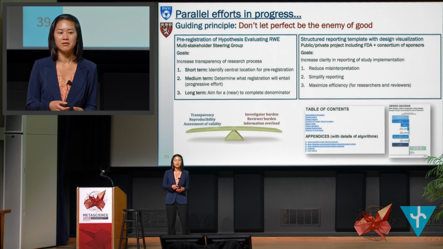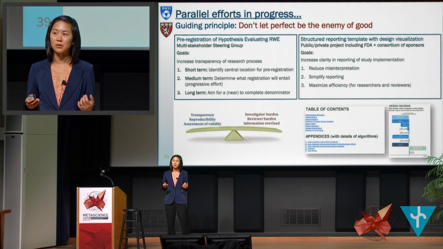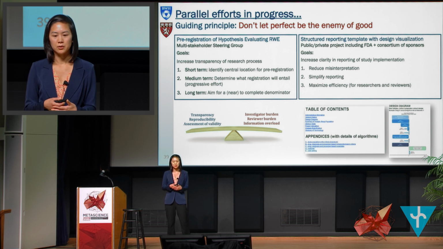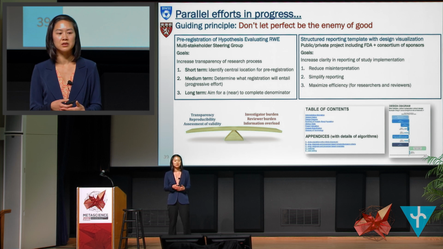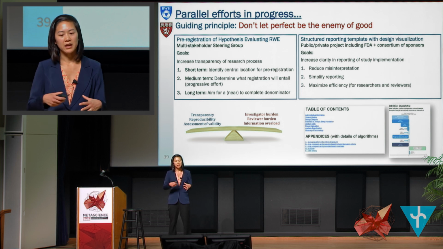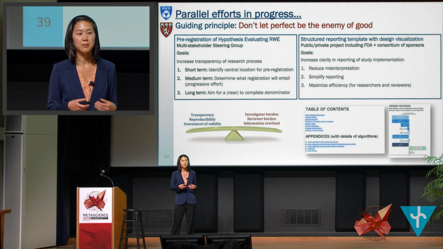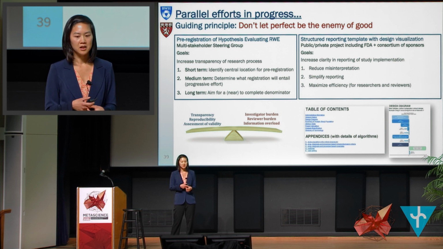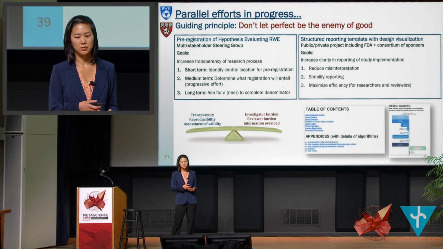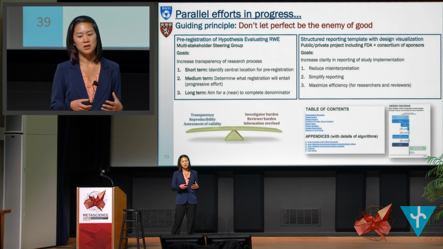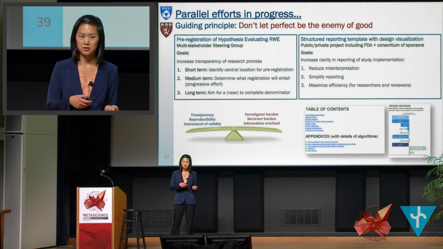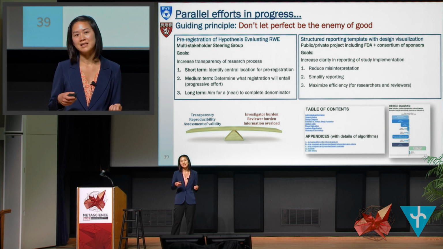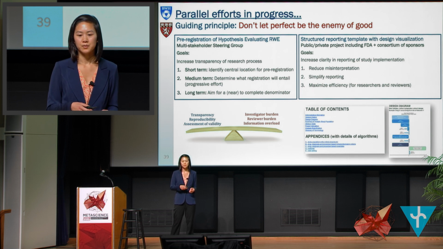There are some parallel efforts in progress, all under the guiding principle of don't let perfect be the enemy of good. One of these is a multi-stakeholder steering group involving ISPE, ISPOR, Academy Health, Duke-Margolis, and the National Pharmaceutical Alliance, working together to encourage registration of hypothesis-evaluating real-world evidence and increase the transparency of the research process. It focuses on practical steps and logistical barriers, because existing sites like clinicaltrials.gov and EU PAS aren't really designed for this type of research.